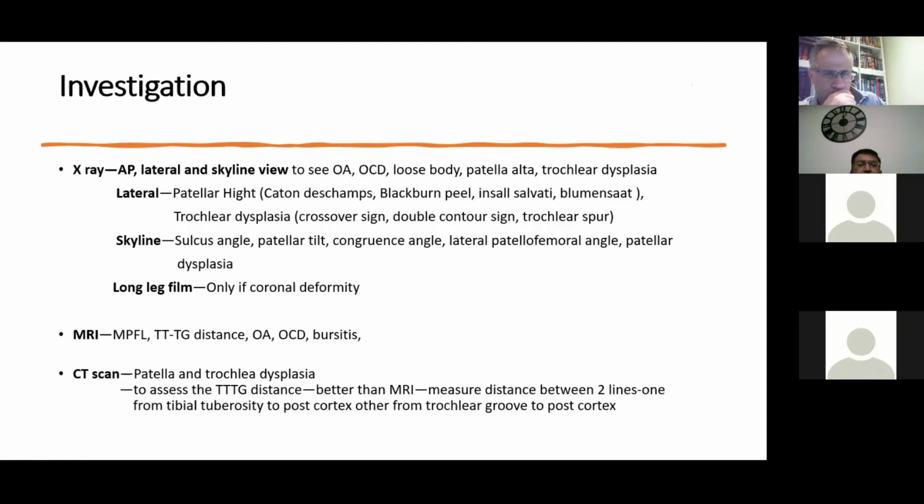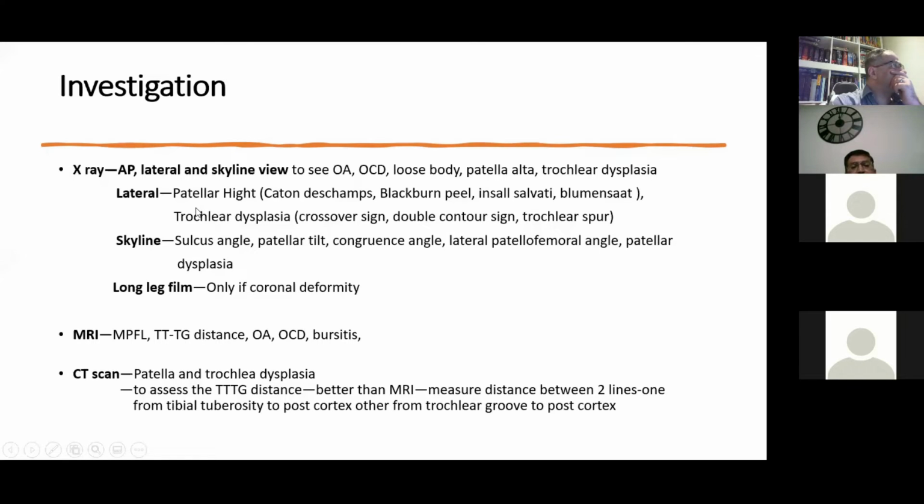Regarding investigation, there are 3 types of investigation which we can do: X-ray, MRI, and CT scan. In the X-ray, we will usually do the AP, lateral, weight bearing, and the skyline, and sometimes we have to do the long leg film.